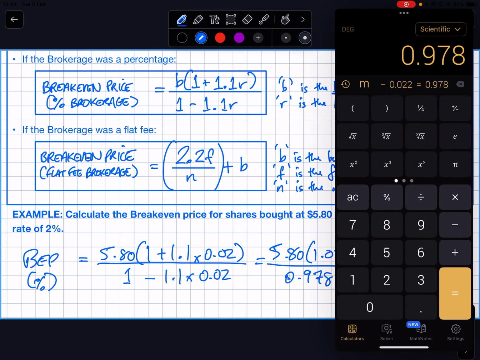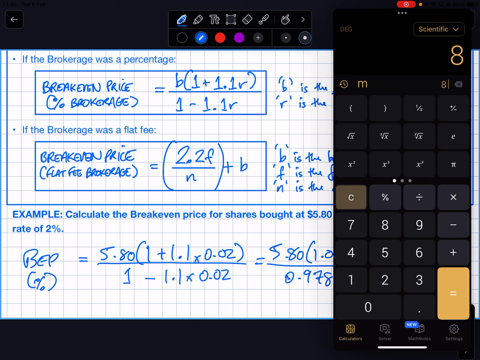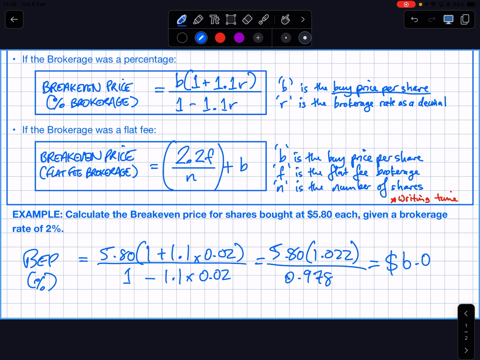I need to do what? $5.80, 5.8 times by 1.022 divided by 0.978. So we've got $6.06 to 2 decimal points. So yes, while I might have bought the shares at $5.80 each, I have to pay someone for brokerage. I need to pay someone GST. Therefore, I need to sell those shares for $6.06 later to cover those fees. Otherwise, I lose money. Any questions about that?